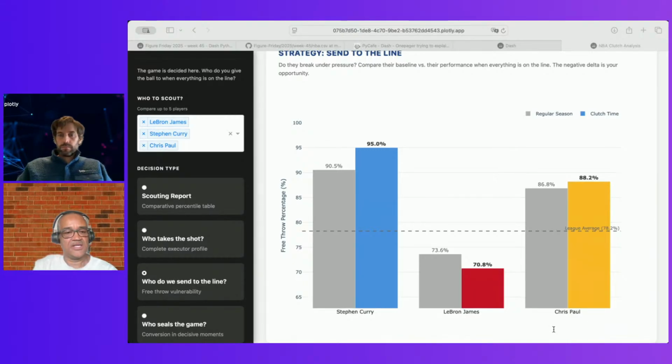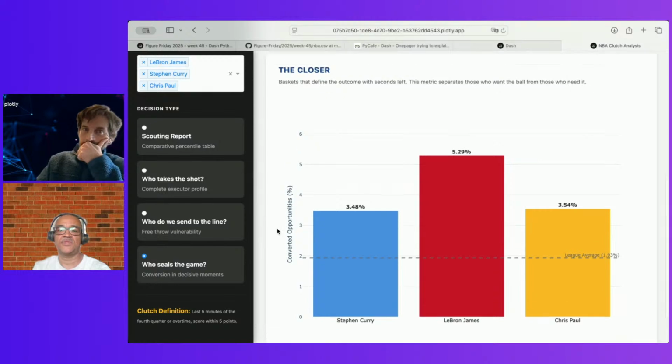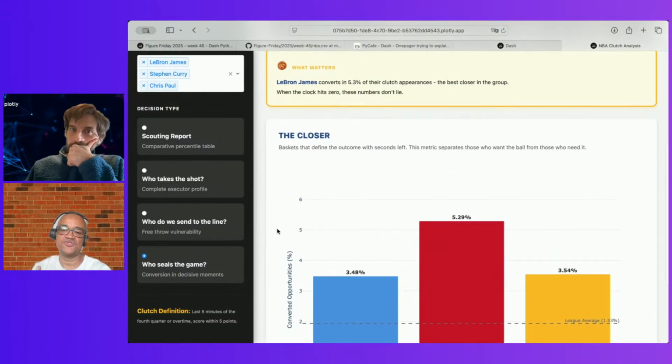So to see exactly how the numbers work. Then, lastly, who seals the game? Who do we select as the closer? LeBron, because as we said before, he converts in 5.3% of clutch appearances, the best closer in the group.